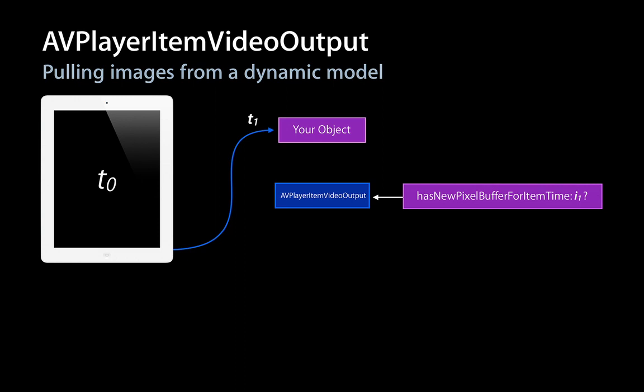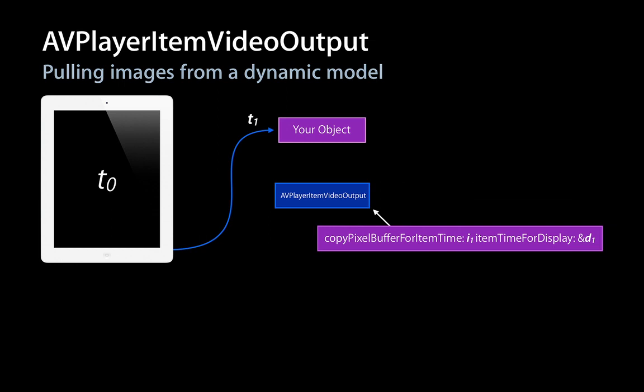If there is a new pixel buffer available for that item time, you now have the opportunity to copy that pixel buffer and receive a CM time describing its exact display deadline. You render that image out using the imaging technology of your choice. It gets flipped to the screen at the next vertical sync, and then the service prepares you for the next iteration at T2.